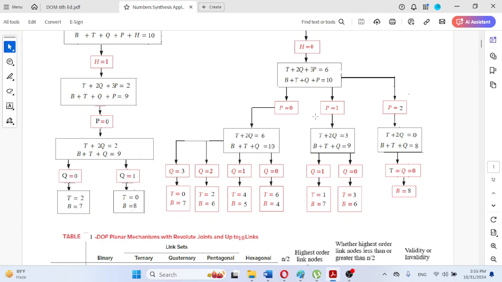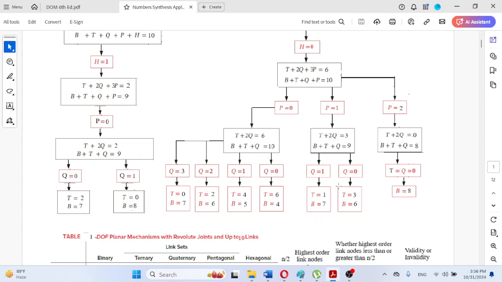will be reduced to t plus 2q plus 3 is equal to 6, so 6 minus 3 is equal to 3, so t plus 2q will be equal to 3, and the lower equation will be that p is equal to 1, so 10 minus 1 will be 9, so b plus t plus q is equal to 9 in this way. So again we will be repeating the same procedure, that in this set of equations we will be starting from the highest order link, which is quaternary link.